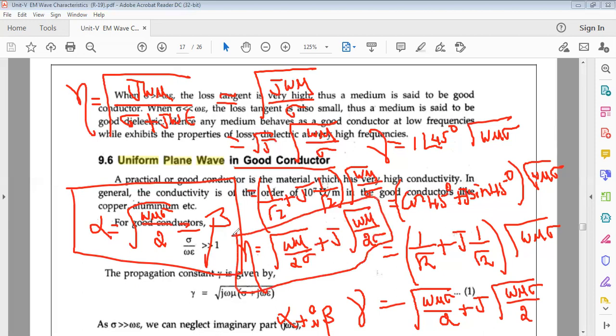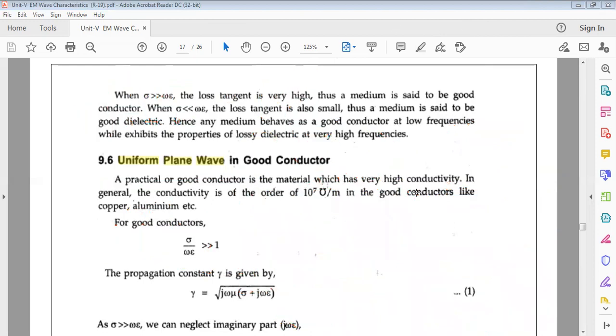So for the good conductor, the attenuation constant is under root of omega mu sigma by 2, and here the eta is under root of omega mu by 2 sigma. For the good conductor, we got the equations of the propagation constant. In that propagation constant, the attenuation constant and phase constant are both equal, that is under root of omega mu sigma by 2. And the eta is equal to under root of omega mu by 2 sigma. Got it, my dear friends? So let us see the equations that we got here.